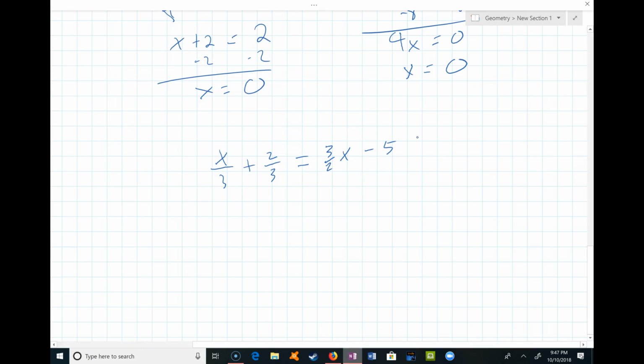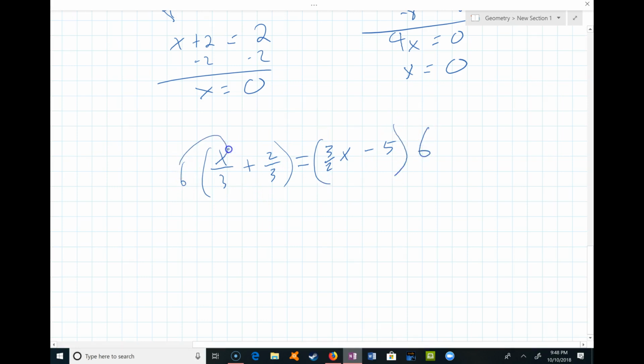So the first thing I would do is multiply both sides of this equation by a common denominator of all the fractions. That way I wipe out the fractions. If I look at the 3 fractions, we have denominators of 3, 3, and 2. That means the common denominator would be 6. So I'm going to multiply this side by 6 and this side by 6.